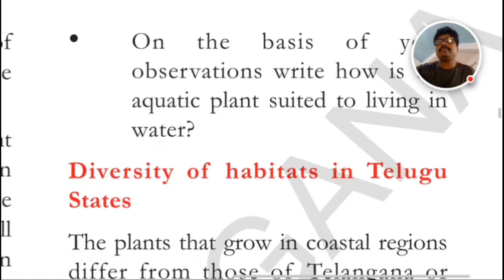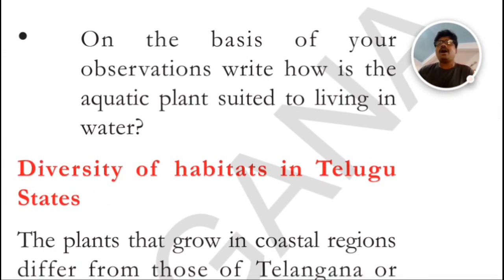Yeah, there is some matter given here. On the basis of your observations, write how the aquatic plant is suited to live in water. Students, here what you have to do is observe the difference between aquatic plant and terrestrial plant, and write how the aquatic plant is suited to live in water. Write that on your own. Okay, next.